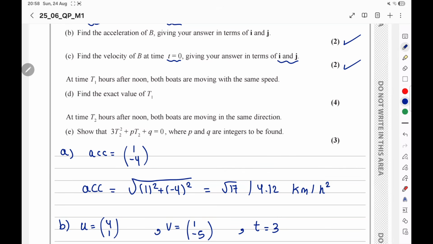At time t1 hours afternoon, both boats are moving with the same speed. This is the most tricky question in the whole exam. Find the exact value of t1. He didn't say at time t1 both boats are moving with the same velocity? He said same speed. Okay, we'll find out the difference soon.